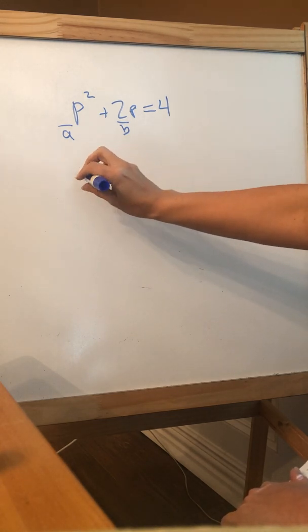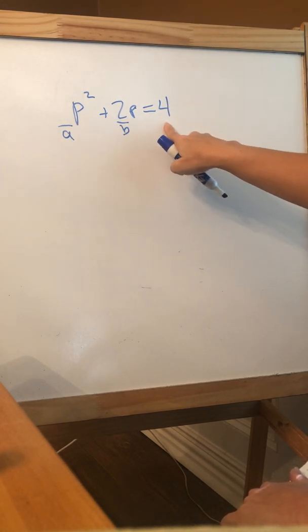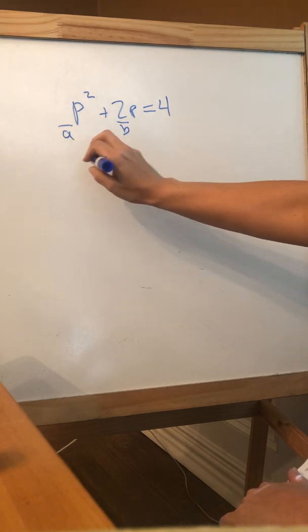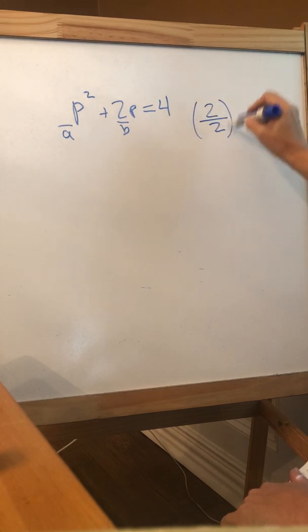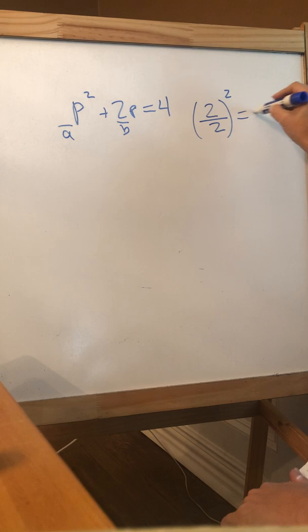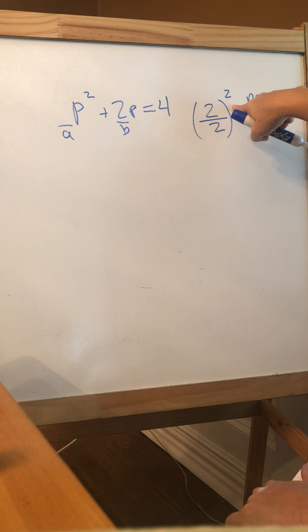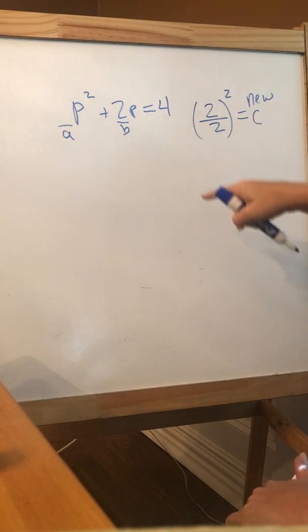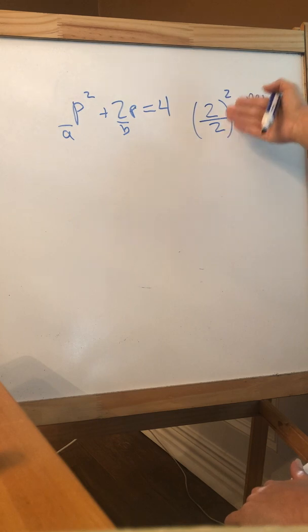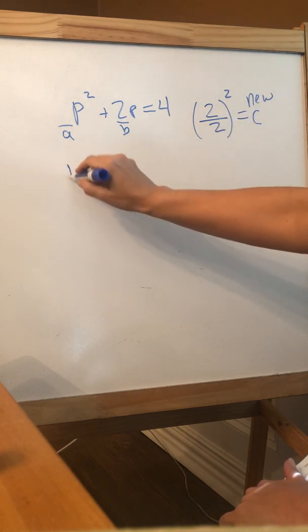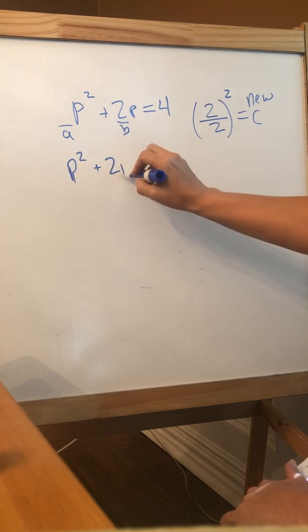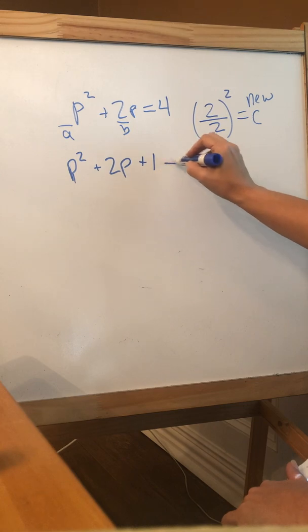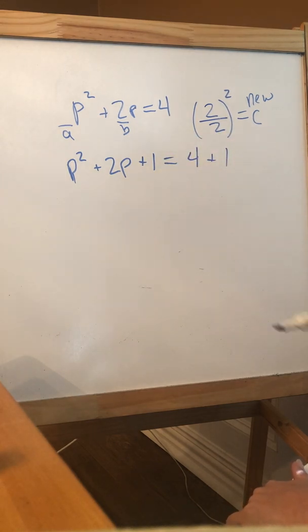So we're going to get our new C value: you take your B value here, which is 2, divide it by 2, and square it. This is going to equal our new C value. So it's B divided by 2 squared, whatever your value is. Ours happens to be 2. So 2 divided by 2 is 1, and 1 squared is 1. So we're going to rewrite our equation here. P squared plus 2p plus 1 equals 4, and we have to add it over here also.